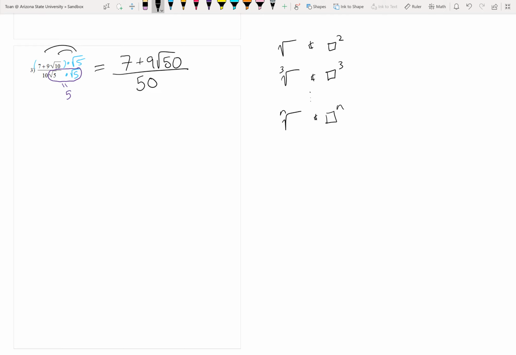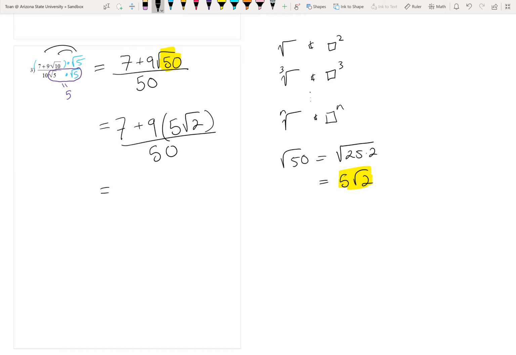Now the instructions did say simplify as much as possible, and we should know that root 50 is the same thing as radical 25 times 2, and radical 25 is 5 rad 2. So this right here will get substituted for the radical 50. Notice the 9 is not highlighted, so when I write down my next line, I keep the 9 there, substitute the 5 rad 2, and then go ahead and multiply. 9 times 5 is 45.